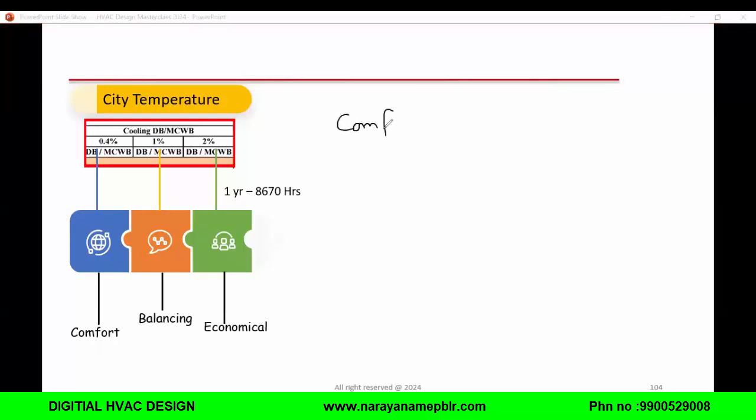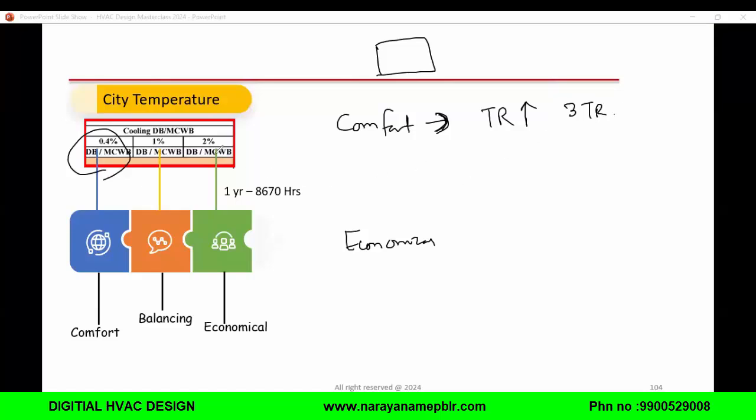Comfort means the priority is given to the comfort level. So here you will get more tonnage. Tonnage will be more in comfort. For example, one space I designed considering this 0.4 comfort design, I'm getting 3 TR. If I go for 2%, I will explain in detail in the example, but for basic understanding, just understand that for economical, the tonnage will be less. So in the same space, you will give 2 tonnage.